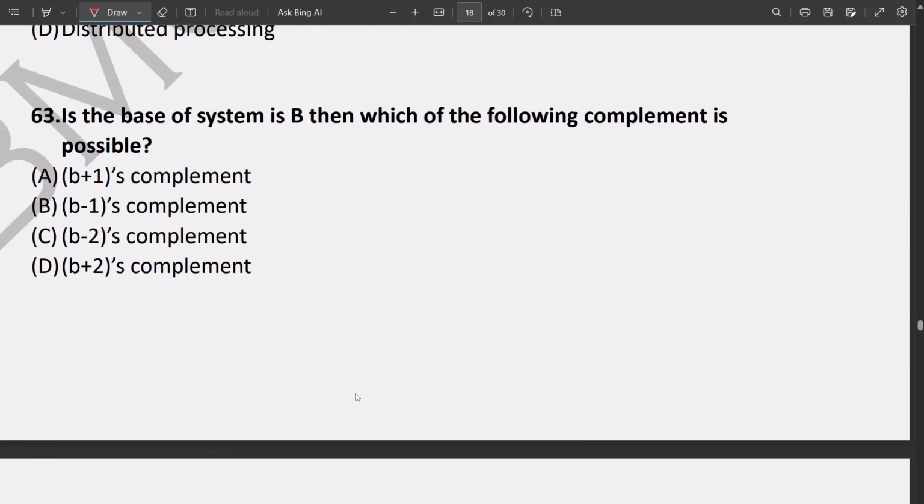Next, if the base of a system is B, then which of the following complements is possible? It is a very famous, important question. So option B is correct: B minus 1's complement.